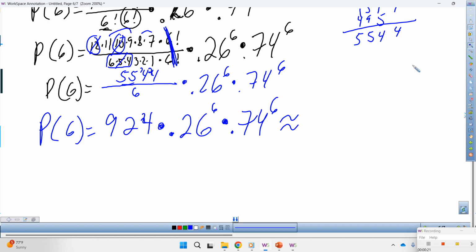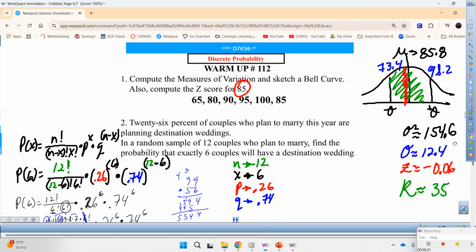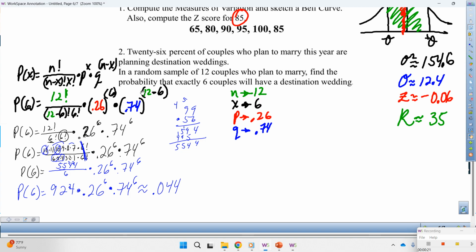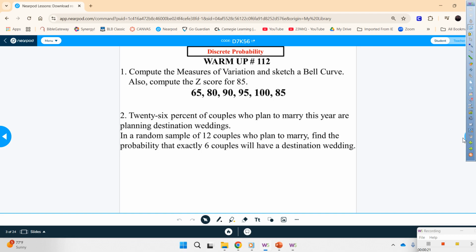Help them out. Cole, what'd you get? Come on, guys. I asked you guys to get a calculator. My goodness. 0.044. All right. There it is. So those were the 2 problems. I gave you guys an extra practice on binomial, which is number 2, because today we're moving on. Yay. Thank you, Mr. Q.